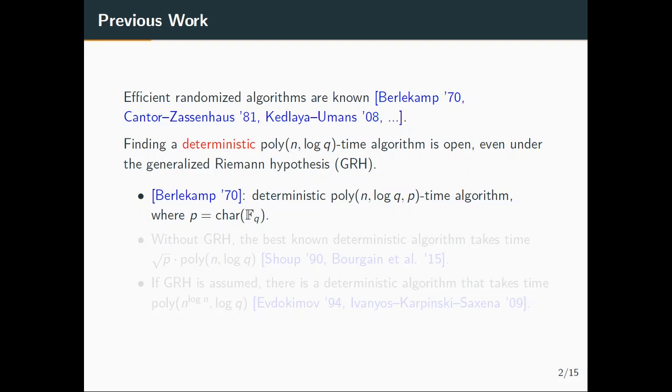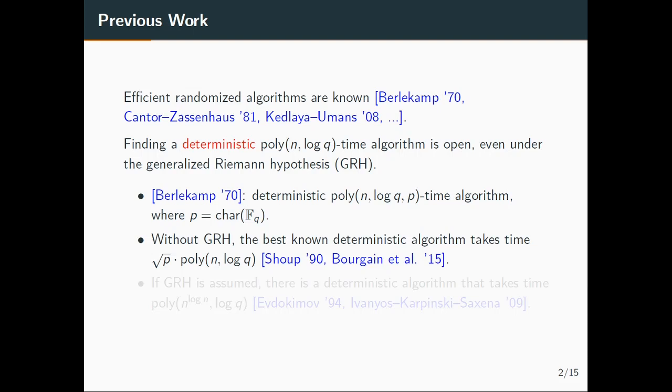Berlekamp, besides giving the randomized algorithm, also gave a deterministic algorithm that runs in time polynomial in n, log q, and p, where p denotes the characteristic of the finite field. In particular, if p is polynomially large, then the algorithm does run in polynomial time, and this is often sufficient for many applications. However, in general, p could be exponentially large, so this algorithm could still run in exponential time.